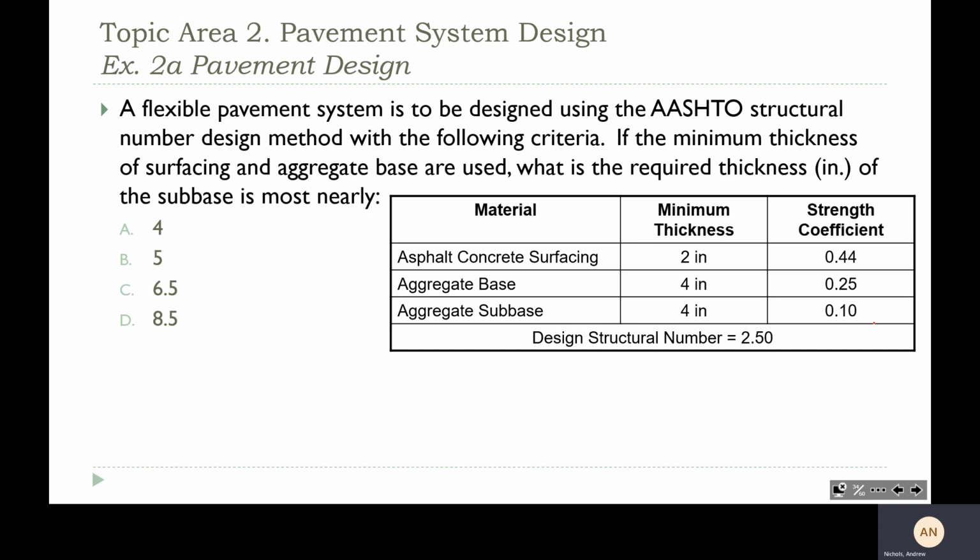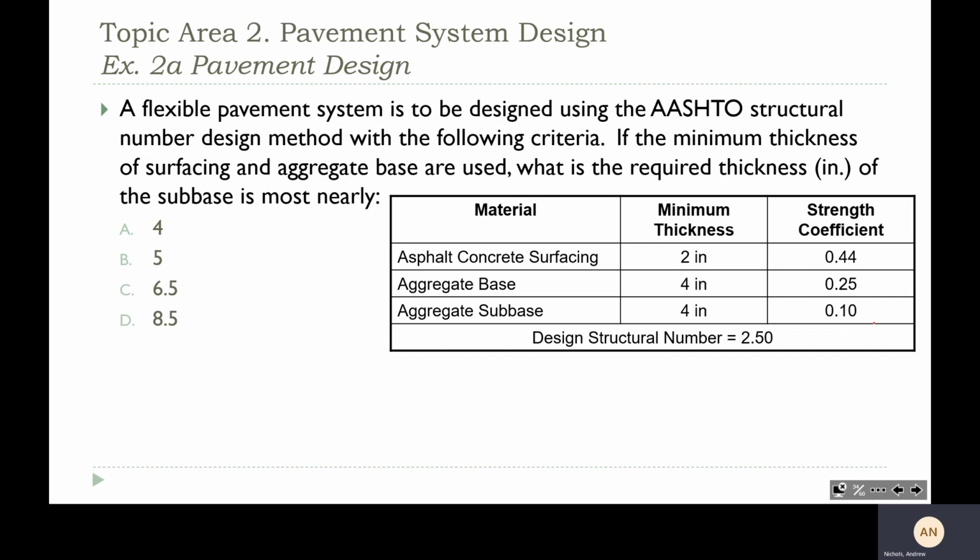So this is FE style. A flexible pavement system is to be designed using the AASHTO structural number design method with the following criteria. If the minimum thickness of surfacing and aggregate base are used, what is the required thickness of the sub-base? Yeah, that English is not correct, but what is it most nearly? 4, 5, 6.5, or 8?